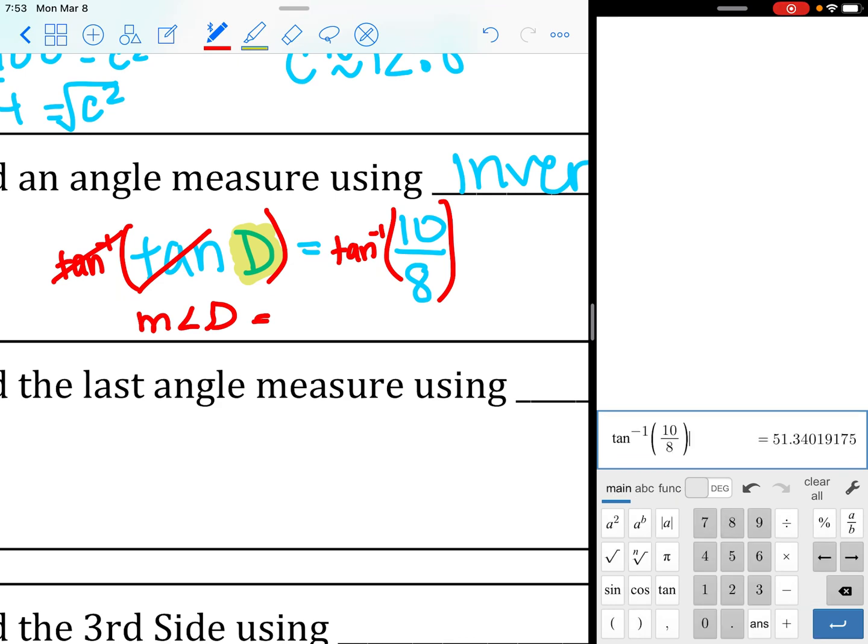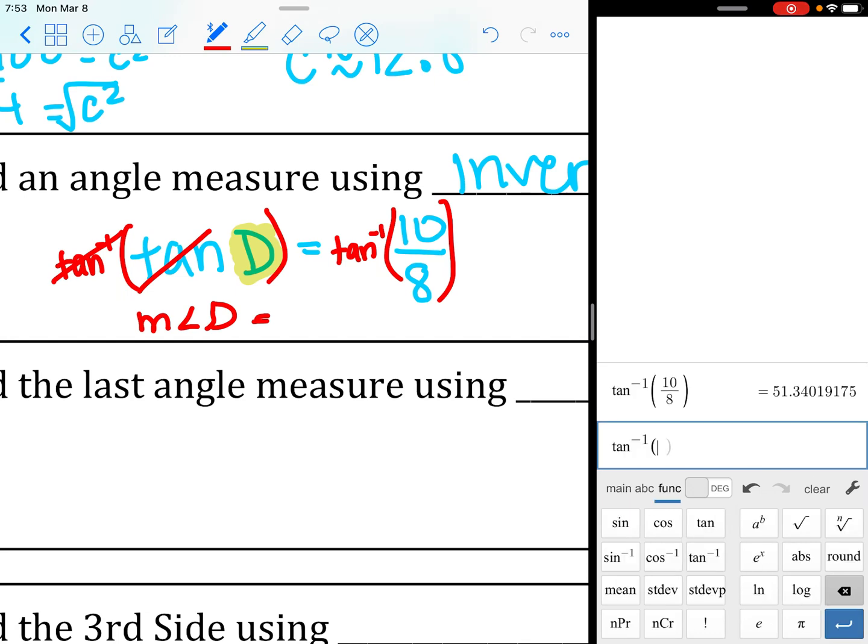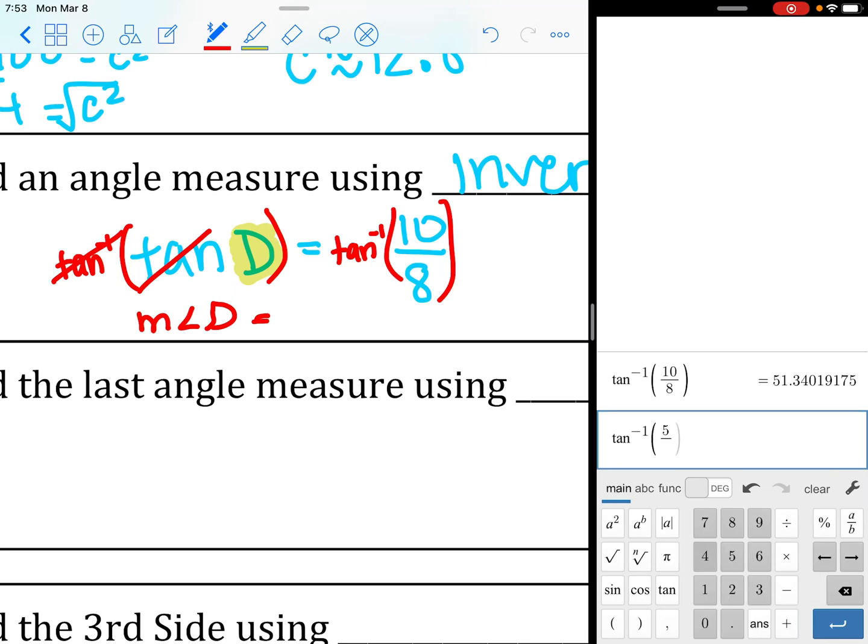So I'm going to type it in like this. And you might say, but that can be reduced. Let's see if it'll change it if I reduce it. So if I had reduced 10 over 8 to 5 over 4, I would get the same answer. So I can put in the unreduced ratio and get the same answer as if I had already reduced it.